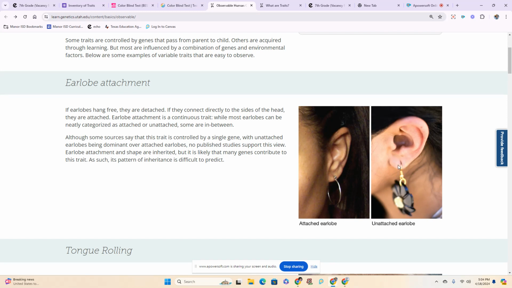Earlobe attachment is a continuous trait. So while most earlobes can be neatly categorized as attached or unattached, some are kind of in between. Some sources say that this trait is controlled by a single gene, with unattached earlobes being dominant over attached, but no published studies support this view. Earlobe attachment and shape are inherited, but it's likely that many genes contribute to this trait. As such, its pattern of inheritance is difficult to predict.